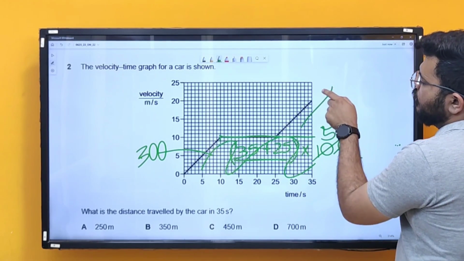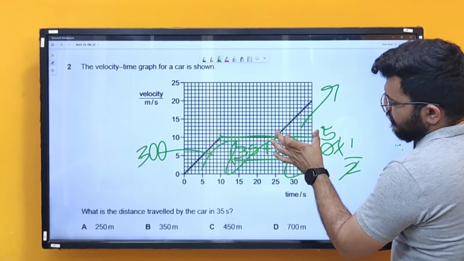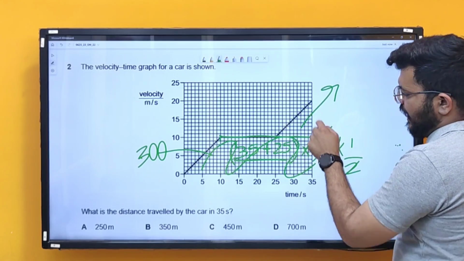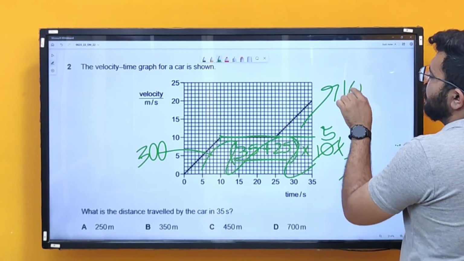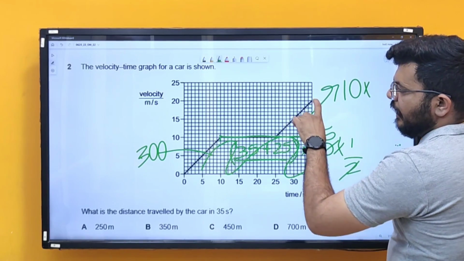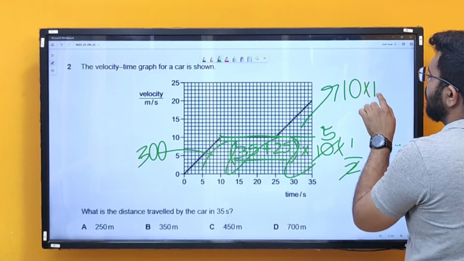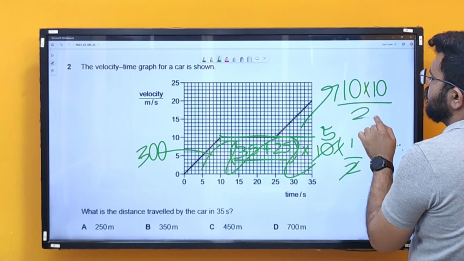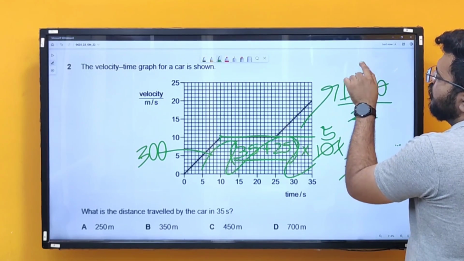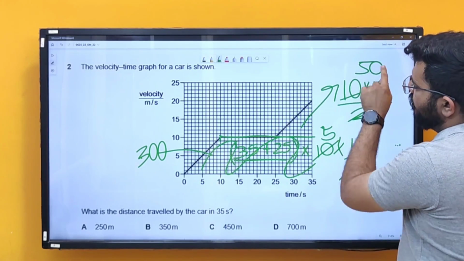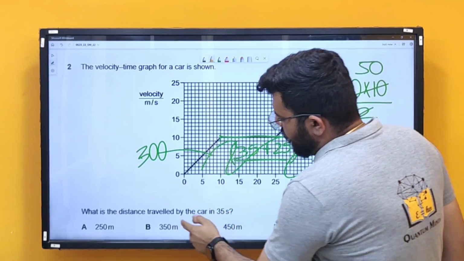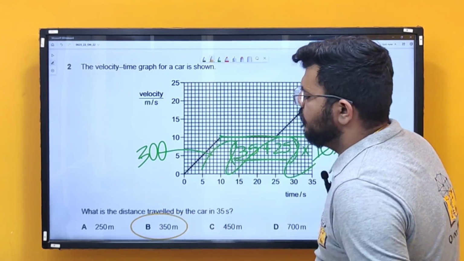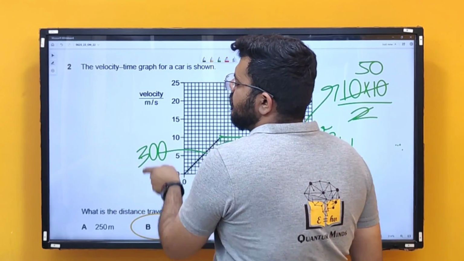Let's find out the area for this part. What is the base? This is a triangle, so I'll use half into base into height. Base is 10 to 35, which is 25. Height is from 10 to 20, which is again 10. Half of this, so 250 divided by 2 is 125, and 300 plus 50 gives the total, 350 meter. Yes, option B, 350 meters.